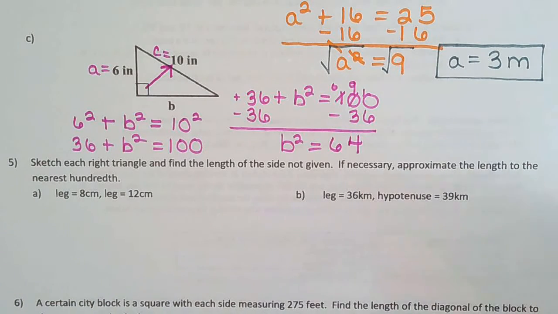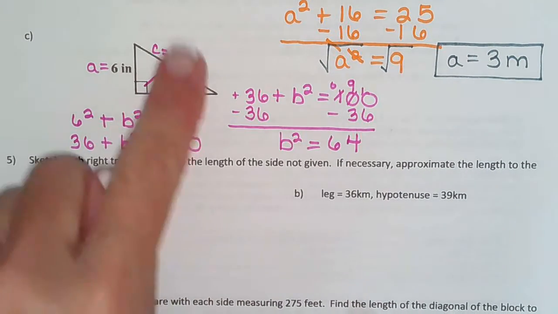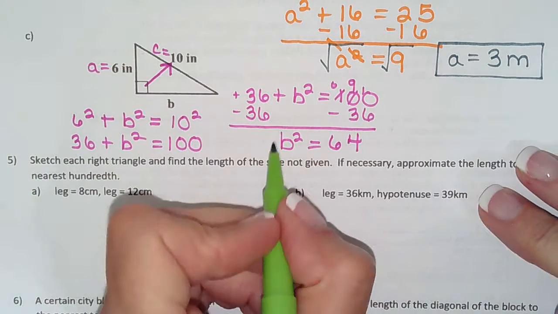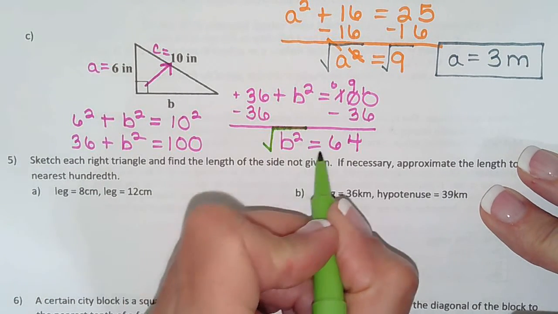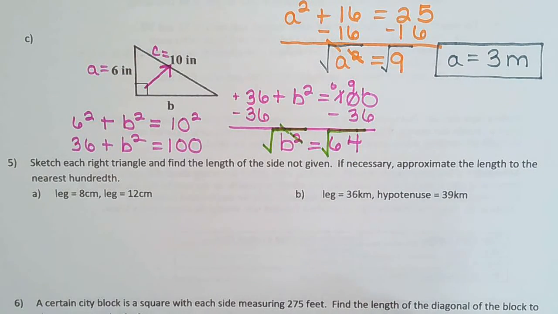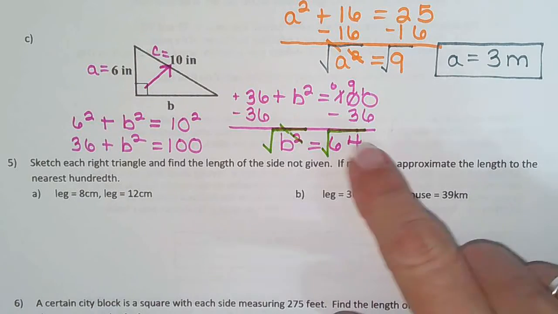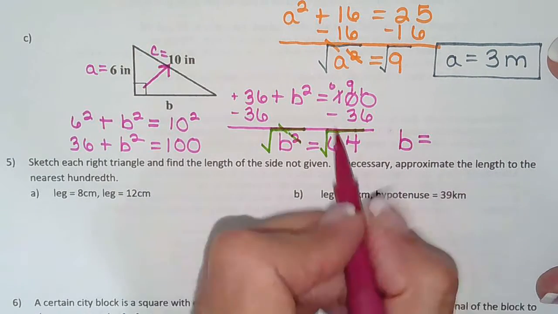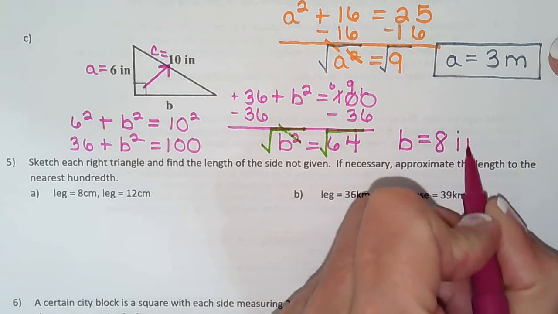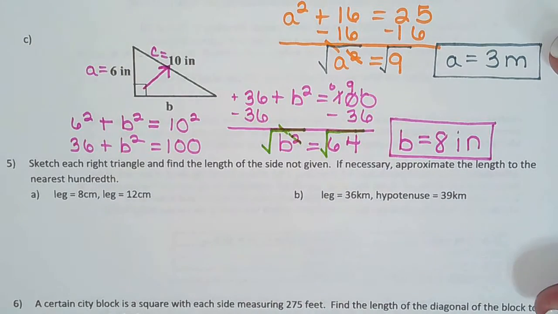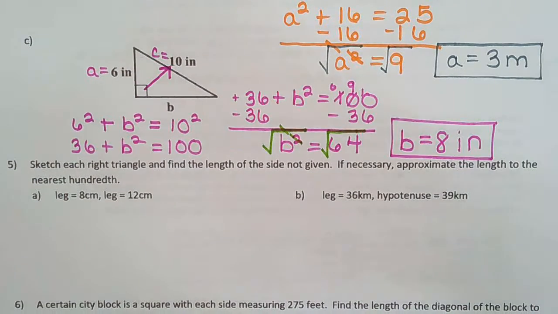And lots of times students stop there, but this question isn't asking you to find B squared. I don't even see a B squared in the picture. It wants to know what B is. So to figure out what B is, we have to undo that square, do the opposite, which is square root, so those will cancel. But whatever we do to the left side, we have to do to the right side. So that comes out to be B equals 8 inches. Nice, huh?